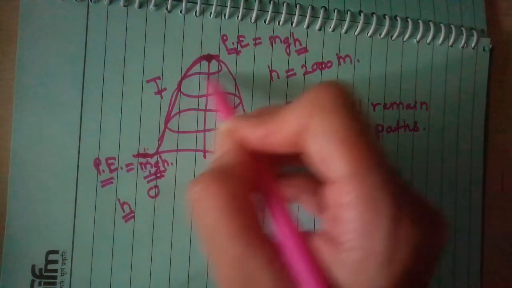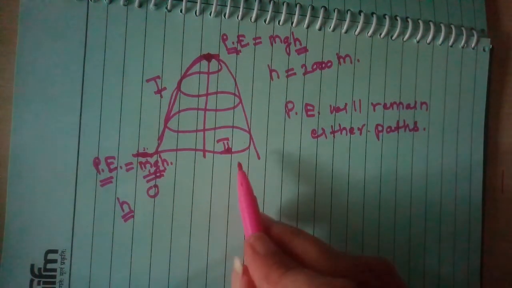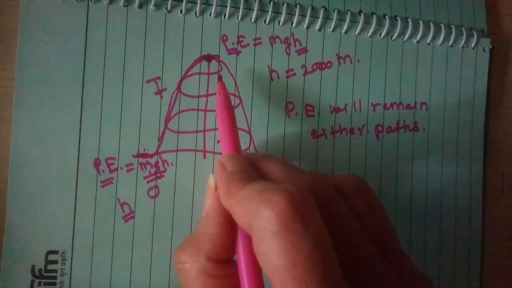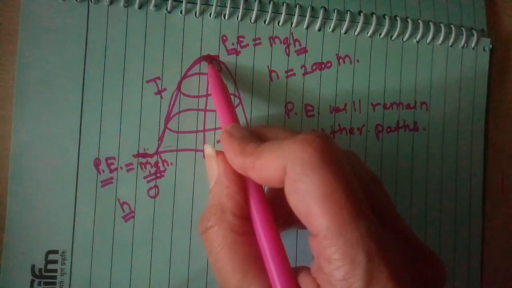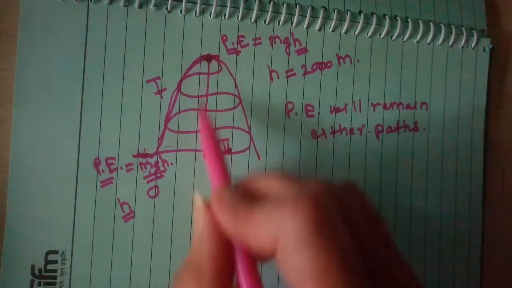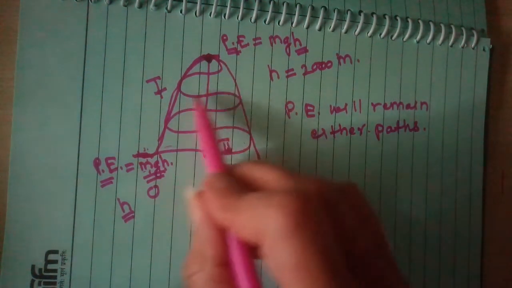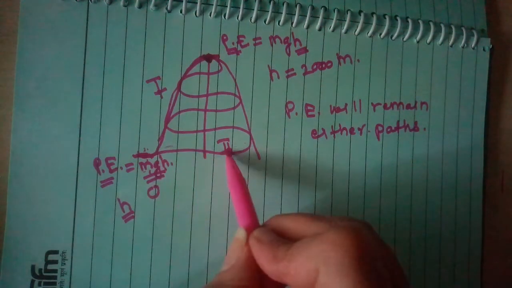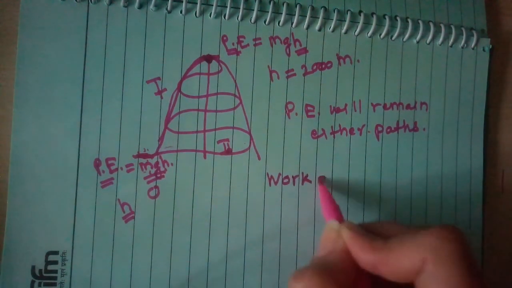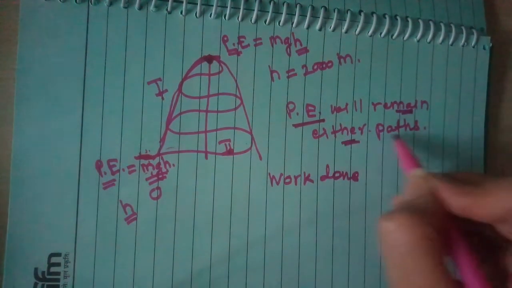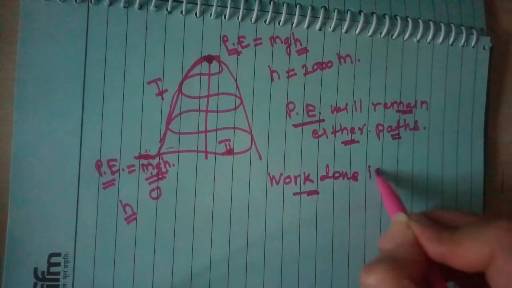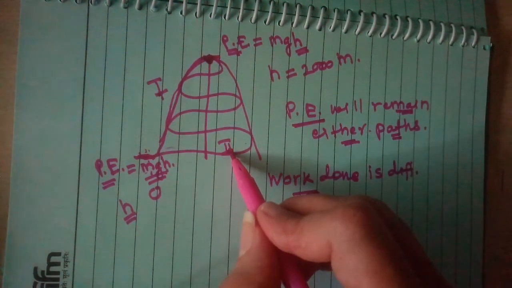Now if you concentrate on the second path, though the potential energy is the same compared with the first path, the work done to reach up to this height would be different, because if you follow the second path, more work is done here. So work done is different. Potential energy is the same by both paths, but work done is different if you follow path number 1 and if you follow path number 2.